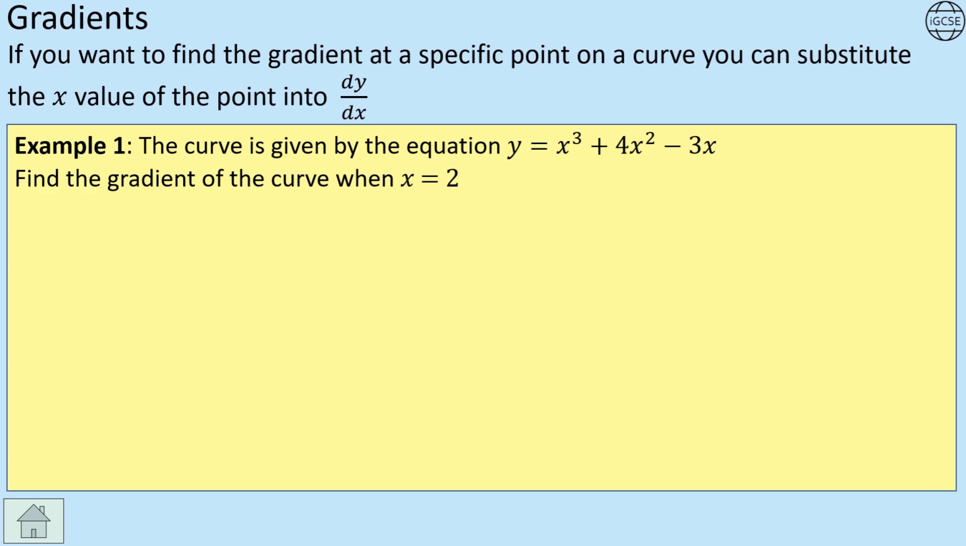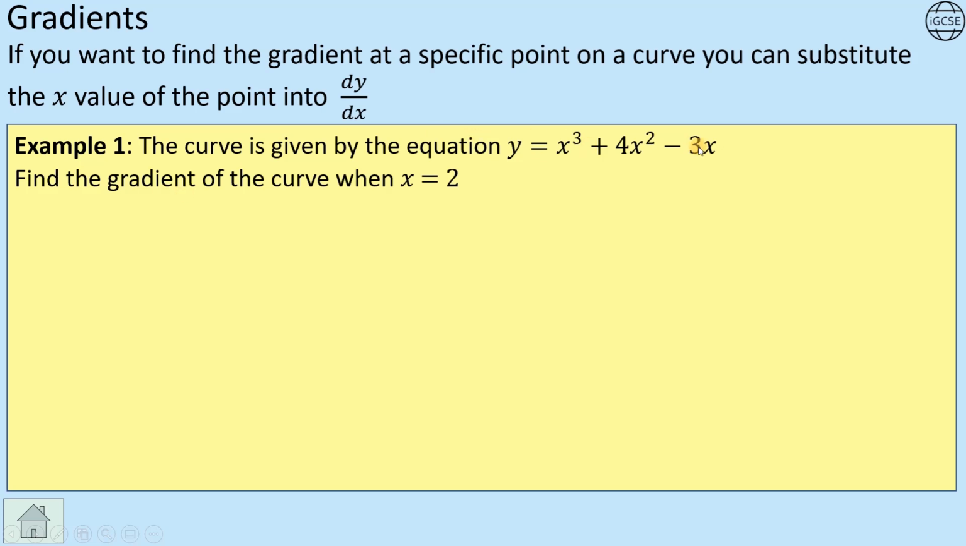If you've got a curve which has an equation of x cubed plus 4x squared minus 3x, now if you were going to plot that graph, it would probably change shape. It would probably go a little bit like that, up and down. We need to find the gradient of the curve at a specific point, in this case when x is 2. There's no point in substituting the value of 2 into this, because all it will give you is the y coordinate. It will give you the full coordinate, but it's not going to tell you the gradient, which is what we're after. So we differentiate.